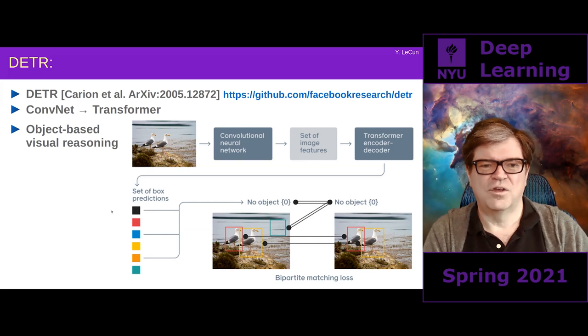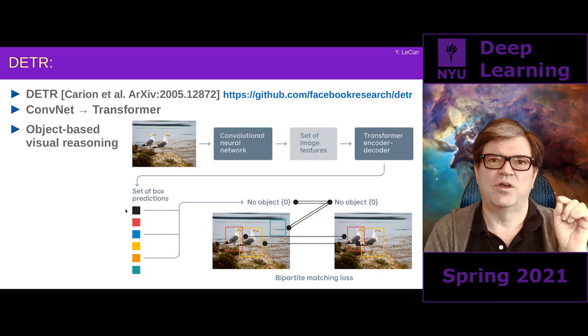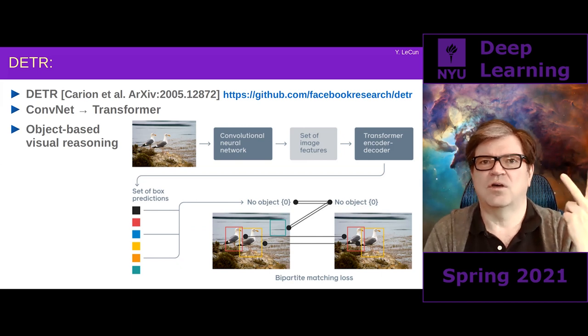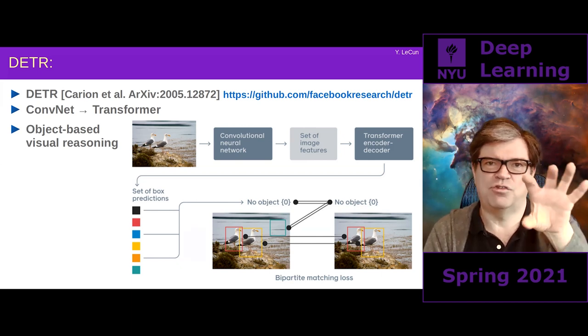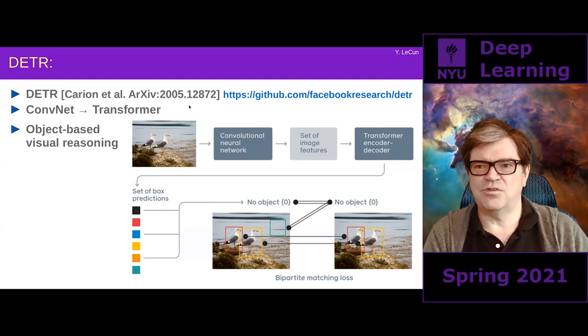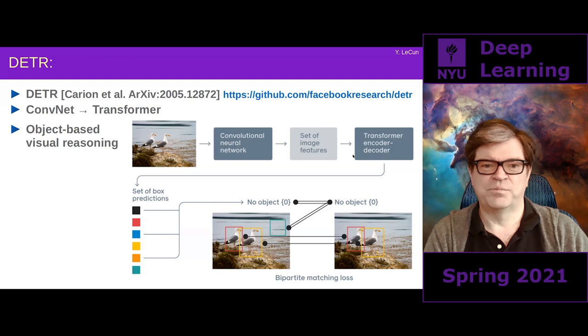The output of the transformer is a bunch of vectors, each with a softmax vector that is a probability over categories, together with the position of a bounding box for that object. Okay, and again, because the transformer is equivariant to permutation, it's going to produce this in whatever order is natural for it to produce. So it has 100 empty slots and it fills them with different objects. Okay, and you train that system supervised.